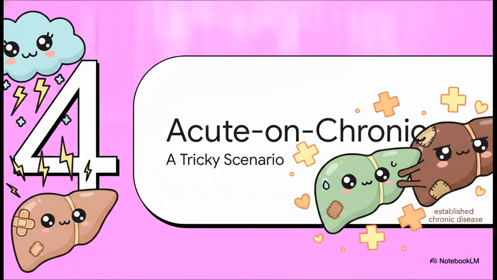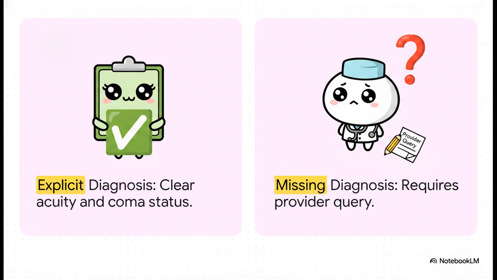Section 4, navigating acute-on-chronic. Okay, this is the trickiest scenario of the whole bunch, a brand new acute insult hitting a liver that is already struggling with established chronic disease. Since there is no dedicated single ICD-10-CM code for the exact scenario of acute-on-chronic, you are heavily reliant on what's in the documentation. An explicit diagnosis with clear documentation of the acuity level, plus whether a coma is present, makes your job super straightforward. But if that diagnosis is missing, you absolutely have to lean on provider queries to pin down that acuity level. You cannot just assume it, you have to confirm it, for sure.